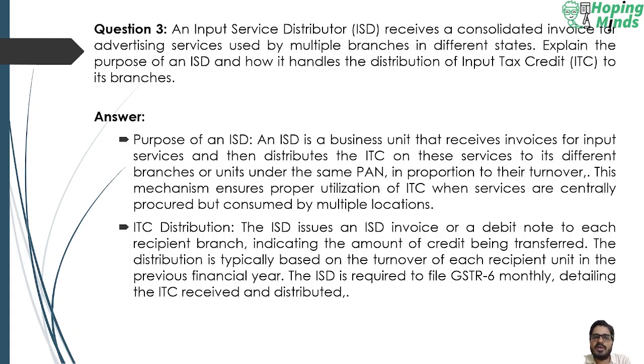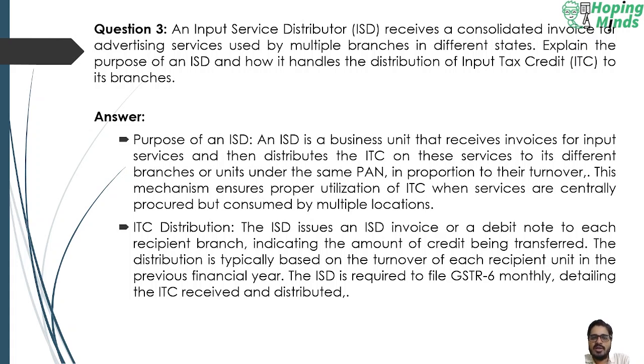Then it will distribute the input tax credit to its branches in Chennai, Mumbai and Kolkata in proportion to the services they utilized. This is done by issuing an input service distributor invoice to each branch, clearly indicating the amount of credit being allocated to each branch. Then branch utilizes this credit. So in this way, the input service distributor distributes the input tax credit against the services that has been procured centrally and later on distributed to the branches.